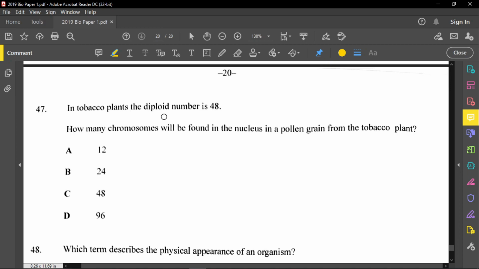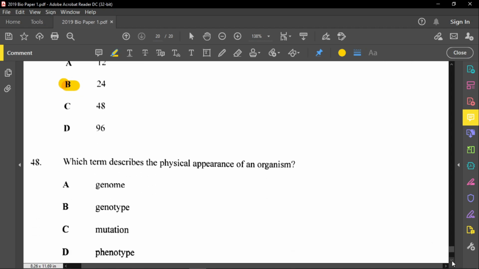And then it said, how many chromosomes will be found in the nucleus of a pollen grain from a tobacco plant? So pollen will be a gamete, which means gametes are produced by meiosis, and meiosis produces half the number of chromosomes. So half of 48 will be 24. So 47 is B. Meiosis produces half the number of chromosomes in each of the daughter cells. And remember, meiosis also produces 4 daughter cells.